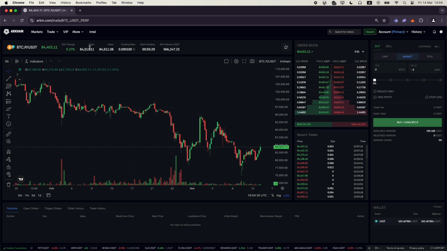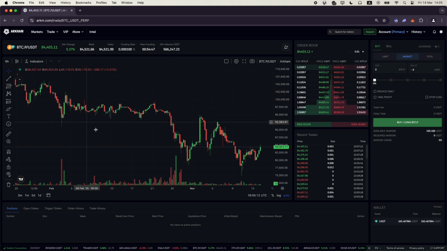Mark price, the reference price used to calculate profit, loss, and liquidation. Index price, an average price of the underlying asset from multiple exchanges. Funding rate, a periodic payment between longs and shorts to keep the perpetual contract in line with the spot price. Next funding, the countdown to the next time the funding rate will be applied. 24-hour volume, the total trading volume for the contract over the last 24 hours.